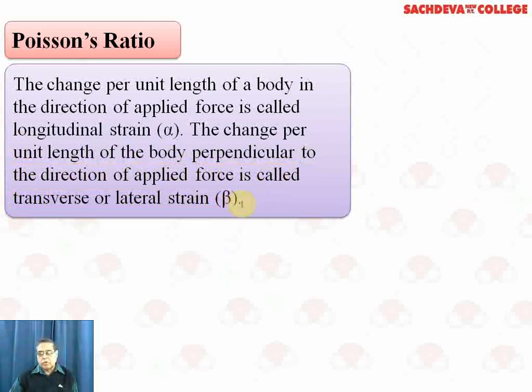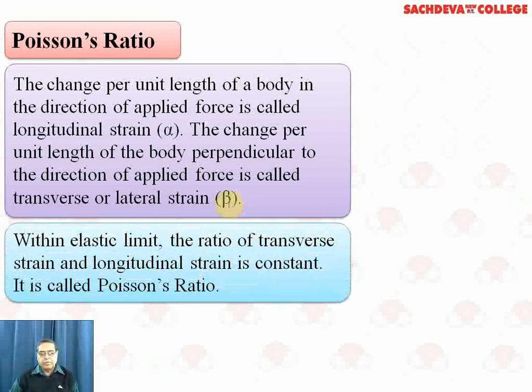So we now have two representations: alpha and beta. Alpha is for the longitudinal strain, beta is for the lateral strain. Strain basically means the change in shape relative to the original shape. Longitudinal strain means there will be a change in shape lengthwise, and transverse or lateral strain will be perpendicular wise.